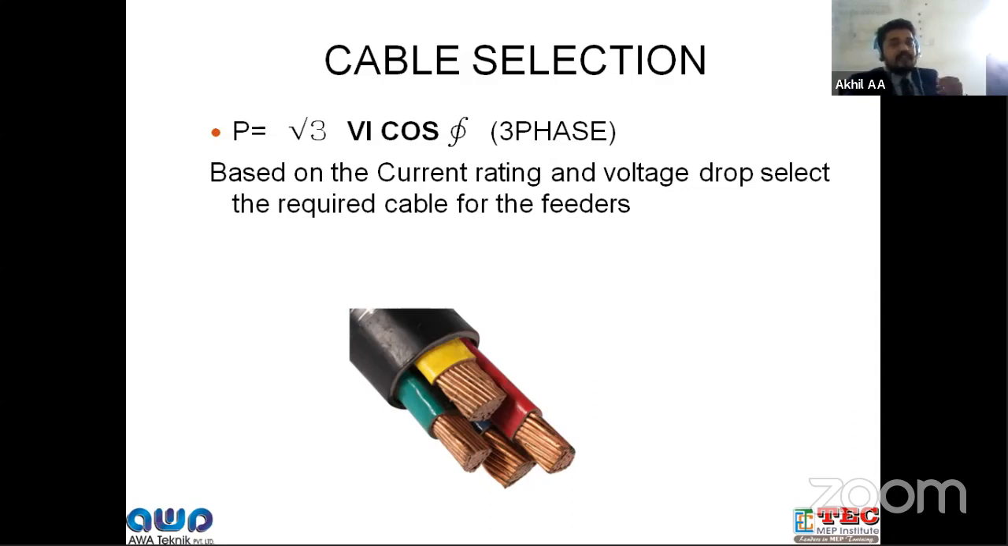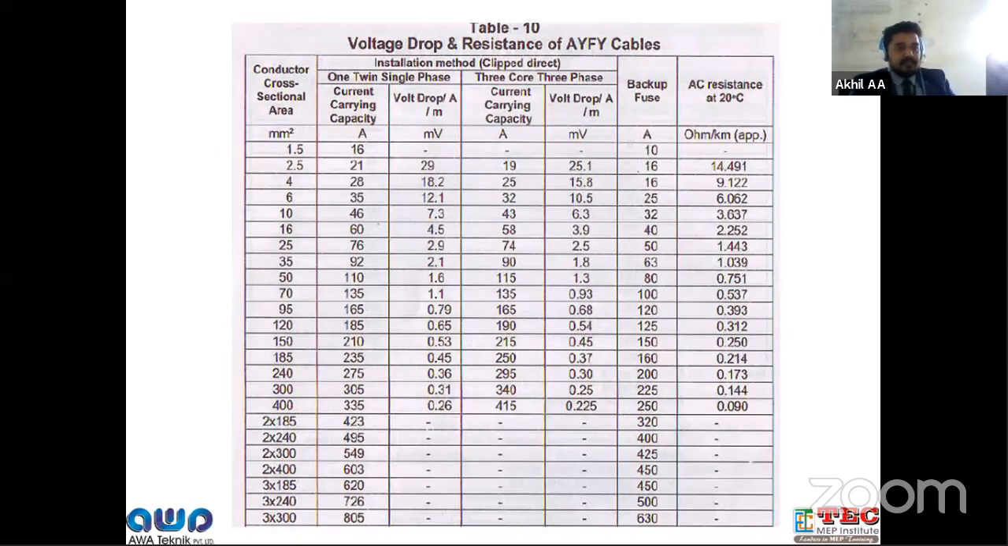Then you will be having a cable selection chart. For example, like this. This is a voltage drop and resistance table of standard AYF cables. This is not from a particular brand. This is a general table. When you select a cable size, you have to make sure how it is installed. This method is known as clip direct. So you can see the cross-sectional area from 1.5 mm square to 400 mm square, and the current rating for single phase as well as three phase is represented.